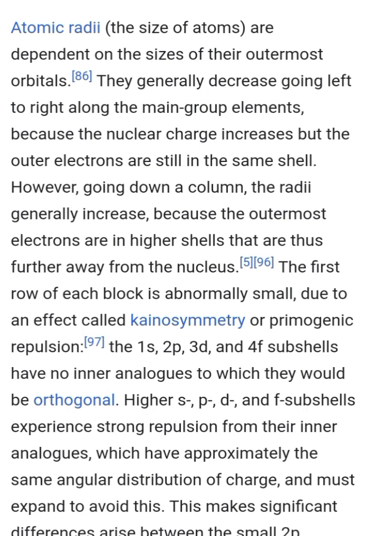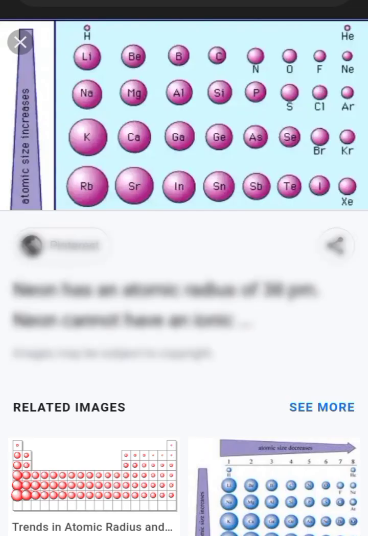Okay, let me show you something. Now, check these shells, or these spheres, you are seeing. If you move from top to bottom, from the top side to the downside, each column will be increasing. Check from this lithium. Okay, let me show you something so that you see it very well.